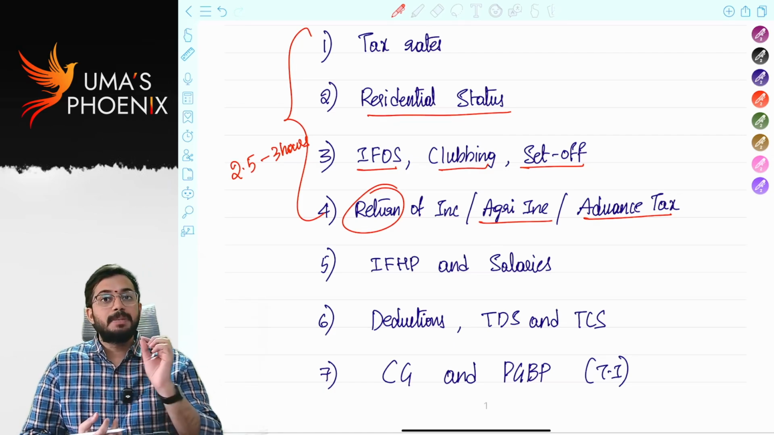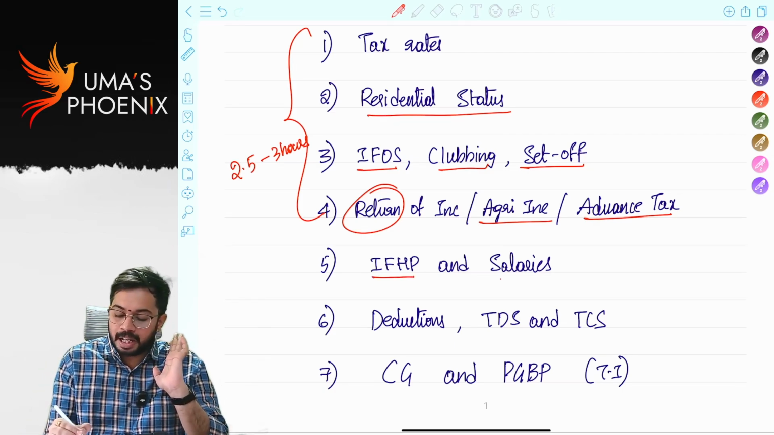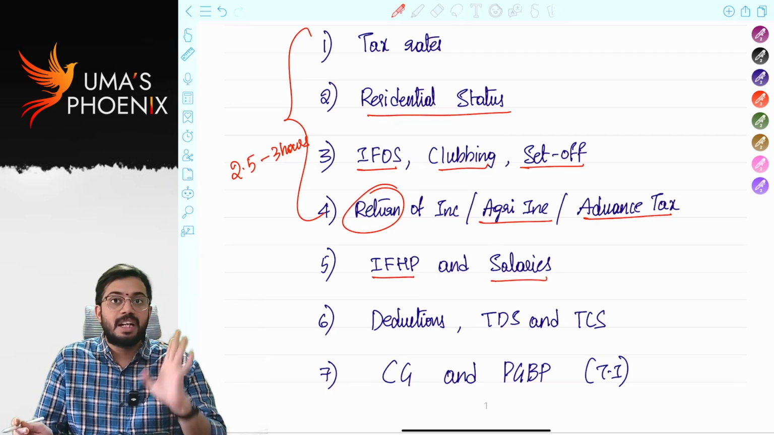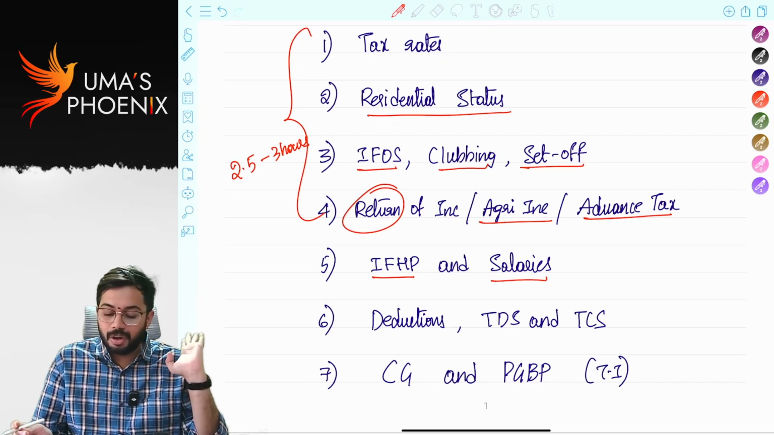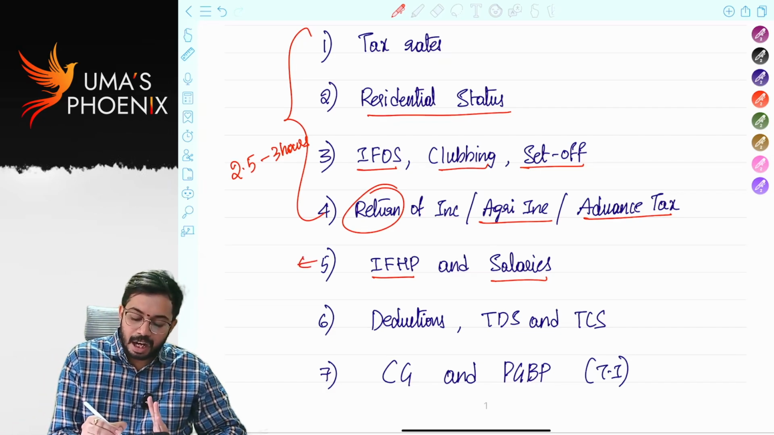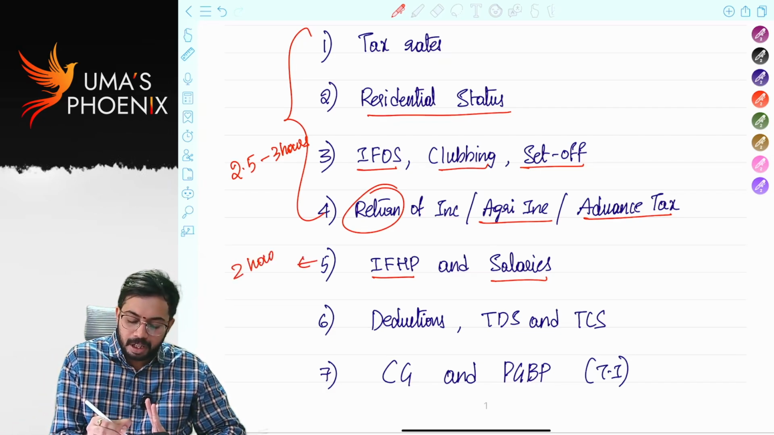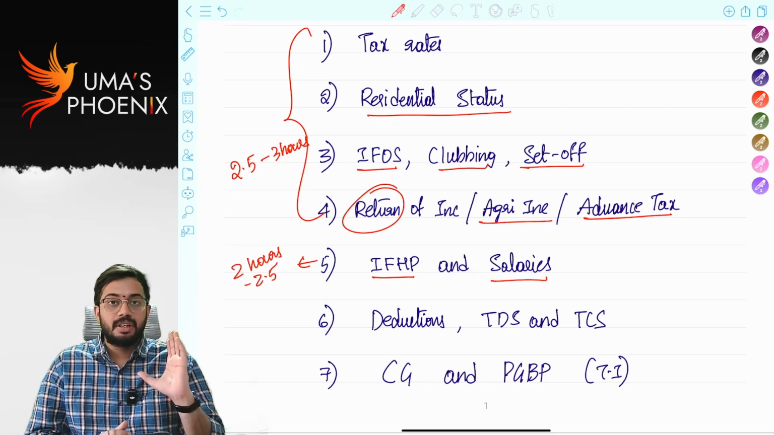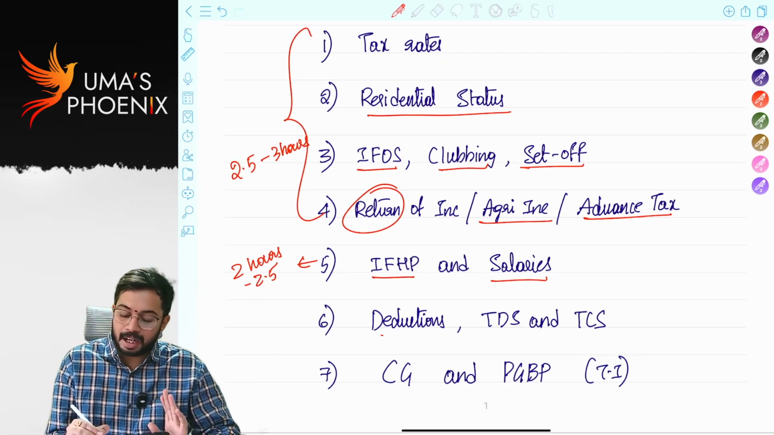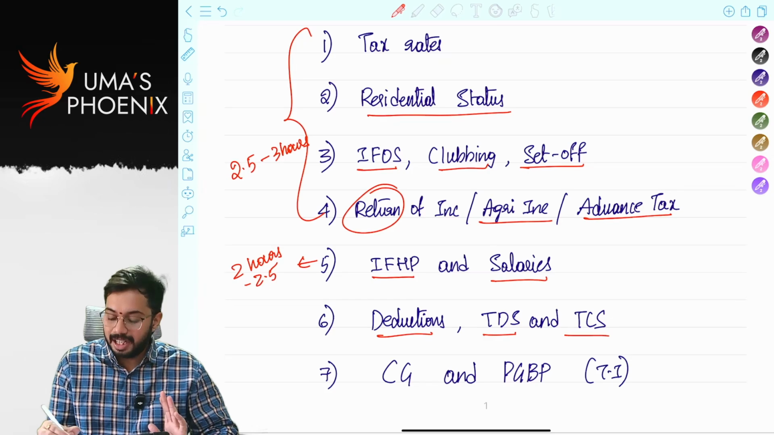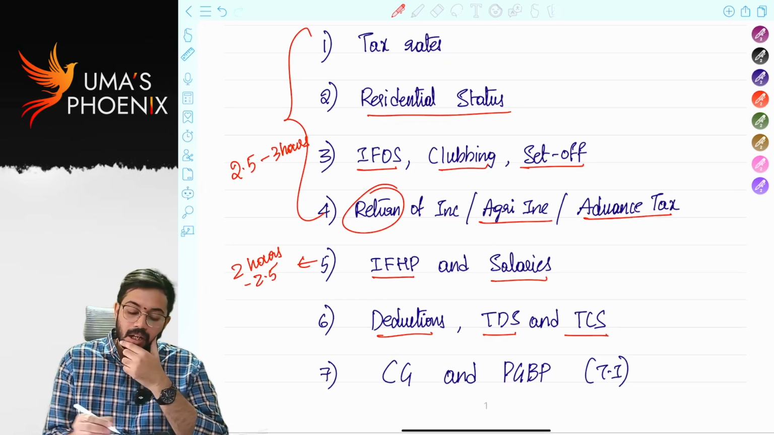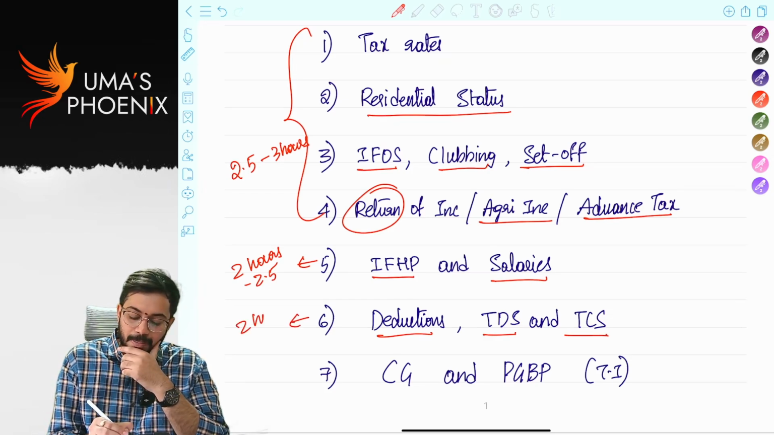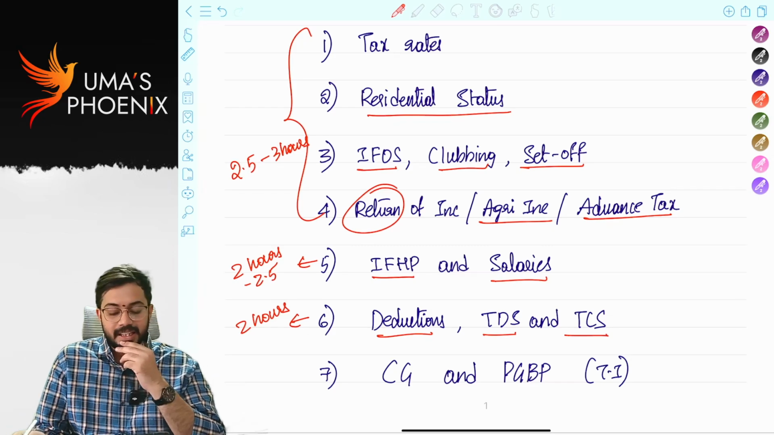Then please prepare income from house property and salaries. Salaries definitely question will come, no doubt at all. So it takes around 2 hours to prepare income from house property and salaries. 2 to 2.5 hours you can spend. After you finish preparing house property and salaries, then prepare deductions, TDS, TCS. It takes another 2 hours to prepare deductions, TDS and TCS.